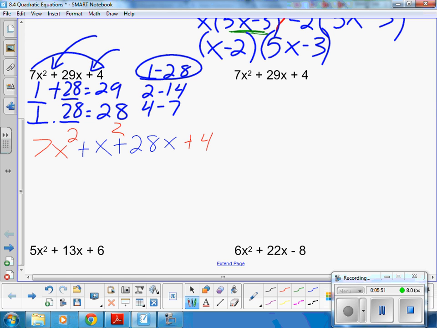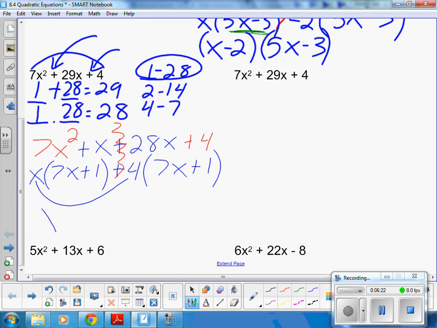I am going to split the middle with my factoring. On this left side, I'm going to factor an x out. So I get x and 7x plus 1. What do I need to factor on the other side? If I factor a positive 4 out, then I will get 7x plus 1. They match. So putting these two parts together, I get x plus 4, and then quantity 7x plus 1. That is my factoring.